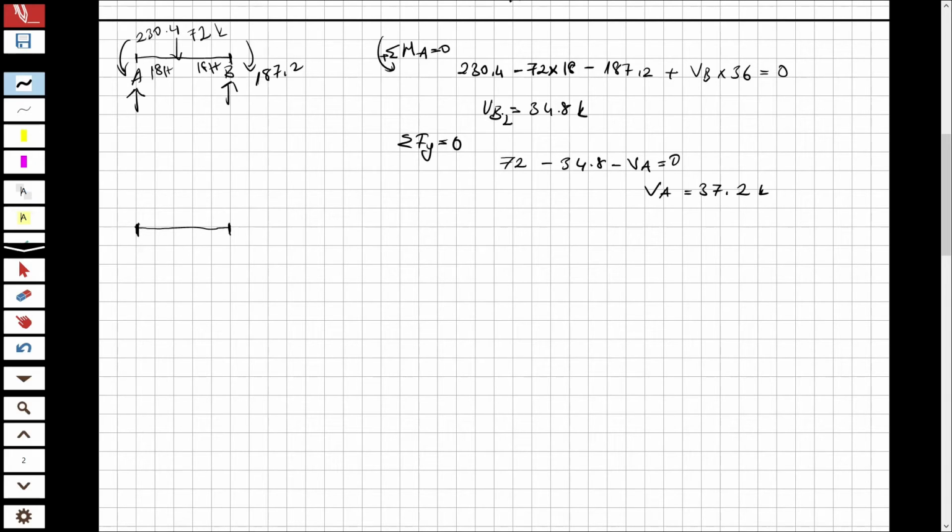Actually, we can say VB left for this one. And this is going to be B, this is going to be C. And I have a moment here as 187.2, and I have a moment here as 122.4. And I have a force here as 72, because when I multiply 3 with 24, I obtain 72, and this is 12, and this is 12.